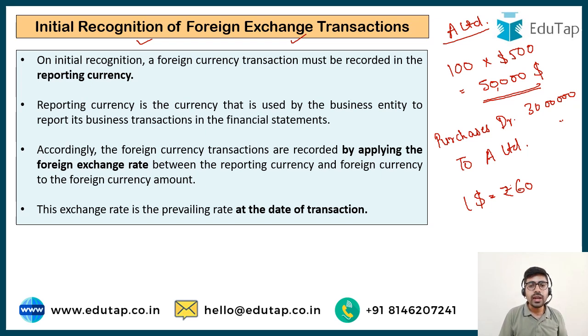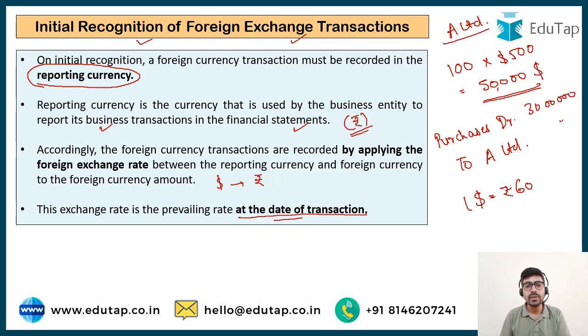So at the time of initial recognition, you have to report in the reporting currency. Reporting currency is your local currency in which you are reporting all the other business transactions. This is the currency which is used by the business entity to report its business transactions in the financial statements. Being an Indian entity, we use rupee as the currency to report our transactions in financial statements, so this is going to be the reporting currency. Now we have to convert the dollar amount to rupees, so we have to adopt an exchange rate to do it. This exchange rate should be the one which prevails at the date of transaction. So this is about the initial recognition of a foreign exchange transaction.